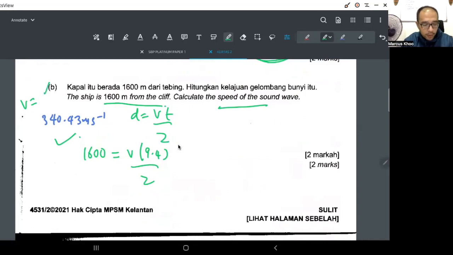This one is a very commonly asked question. Sorry, this formula is a very commonly asked formula in both paper 1 and 2. I would say that it is an advantage to you if you can remember this formula, especially because they don't usually give this formula in the formula list.